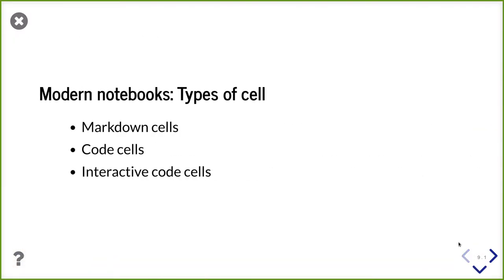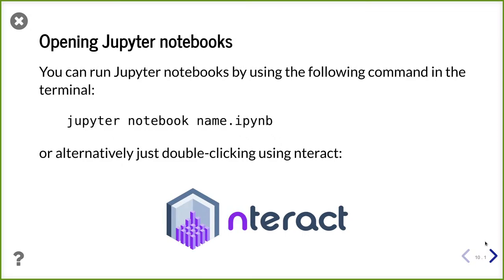And there are mainly three types of cell that you can use. I'll explain a little bit what a cell is later. One is called a markdown cell. Basically, here you can write text, just plain text. Then you have the code cell, that is where you type Python code. And you can also have interactive cells that I will display right now. But for that, to open a Jupyter notebook, you can do it with this command in the terminal.